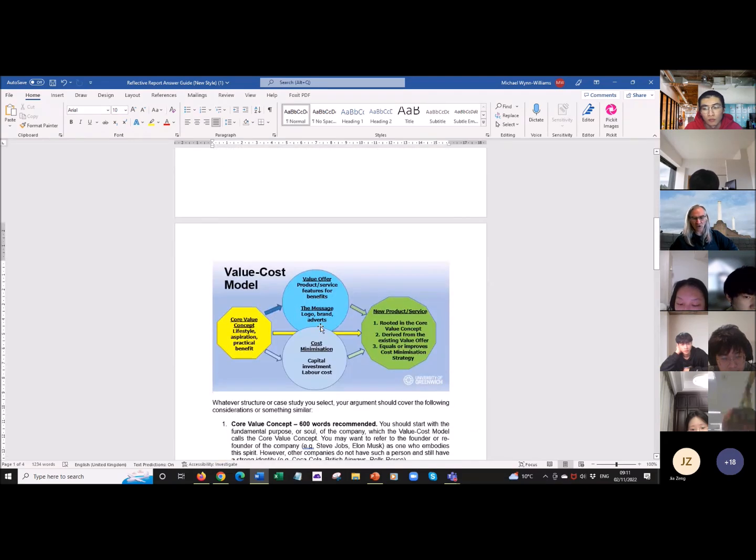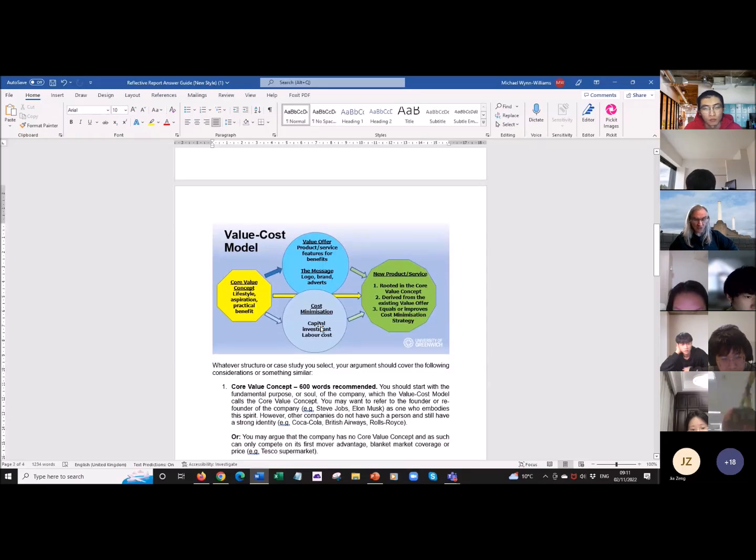Now, I keep saying that you're using your own opinion, your own argument. That means that you should not be using, or you must not use, an established theory. So you must not use the 4 Ps, you must not use 5 forces, product life cycle, or whatever.